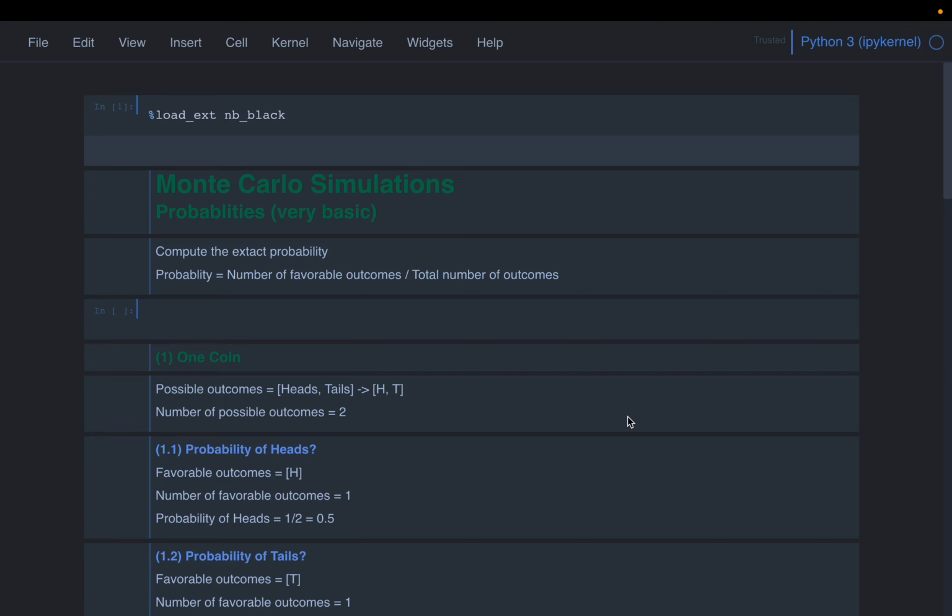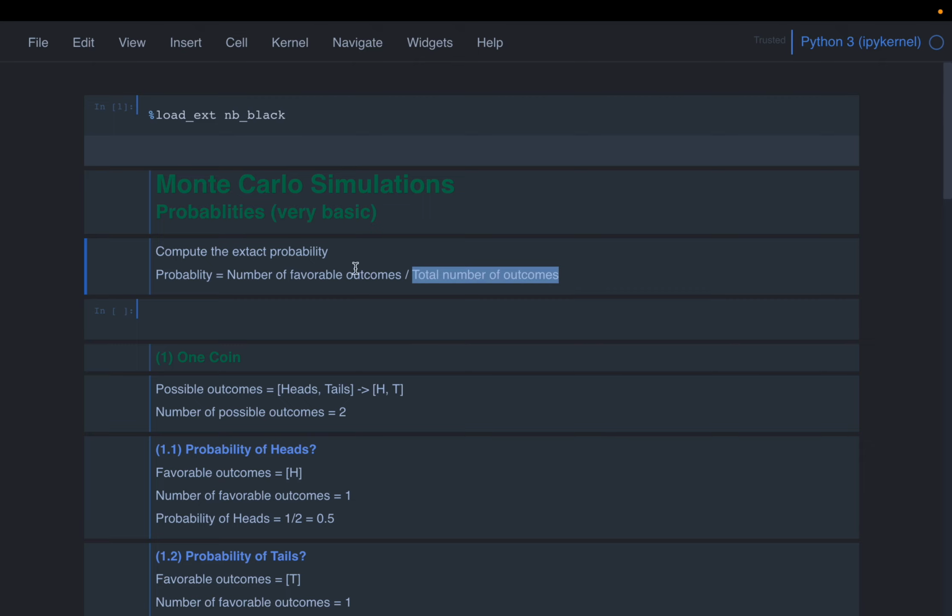In this video, we will learn the very basics of some probability concepts. We'll take very simple examples so that we know all the possible outcomes and the favorable outcomes, so that we can compute the probability. The probability definition is simply the number of favorable outcomes divided by the total number of possible outcomes. We will see examples.